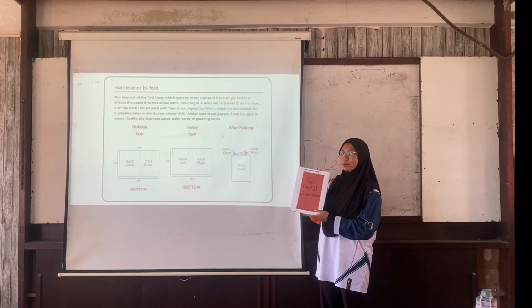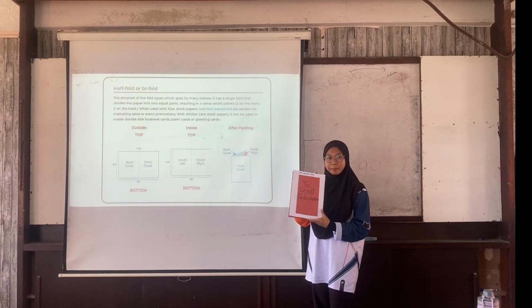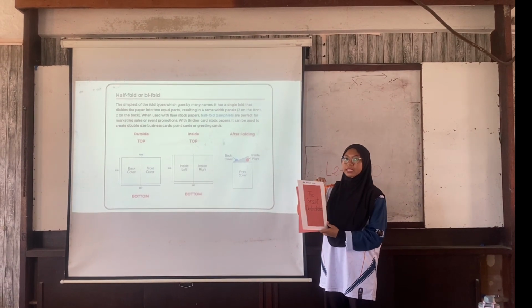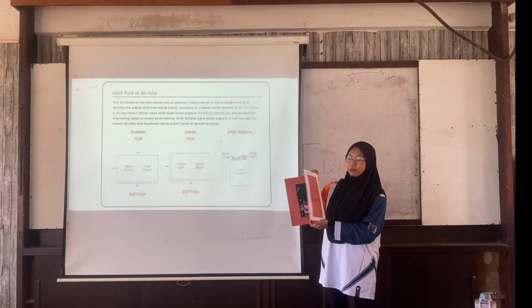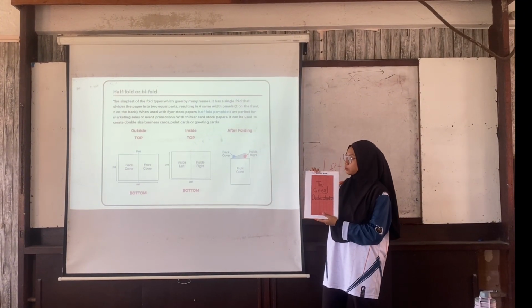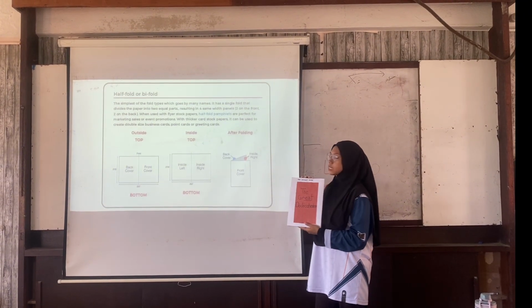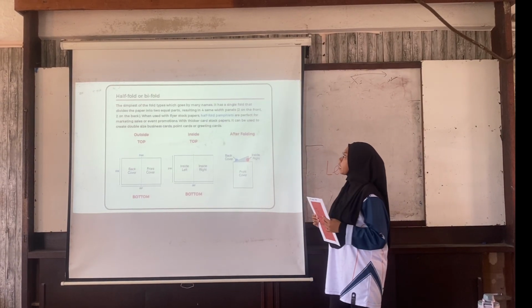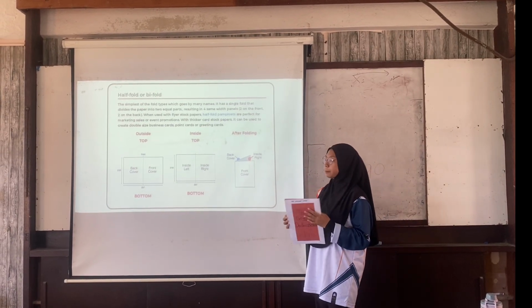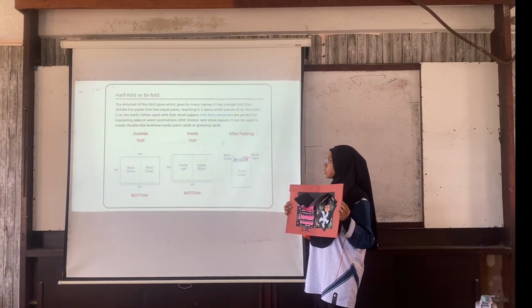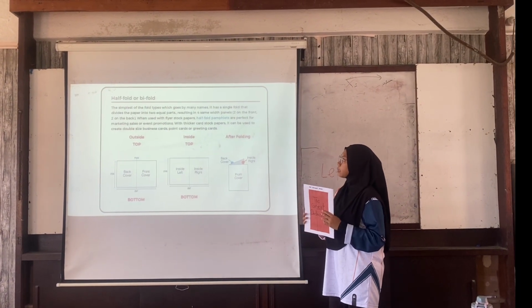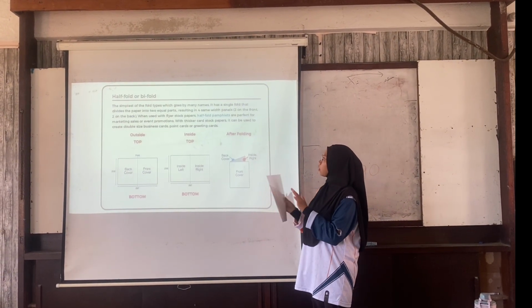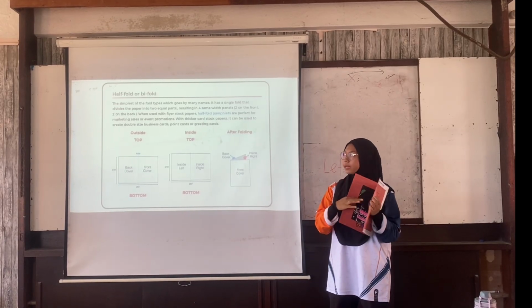So this is our pop-up book. For our pop-up book, we put A3 paper into A4 paper by using half fold, which is the simplest of the fold types, which goes by BEX. It has a single fold that divides the paper into two equal parts, resulting in four sealed leaf panels, two on the front and two on the back.